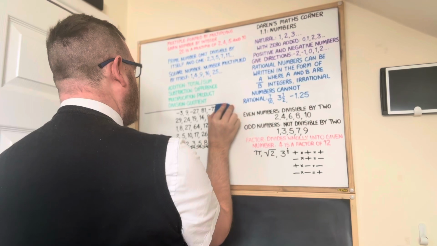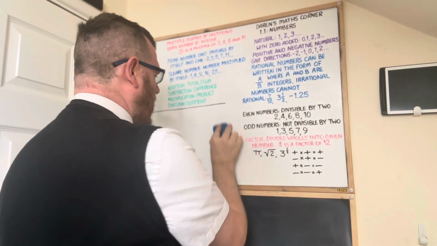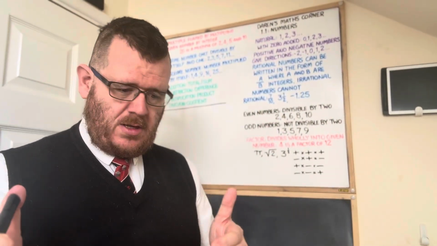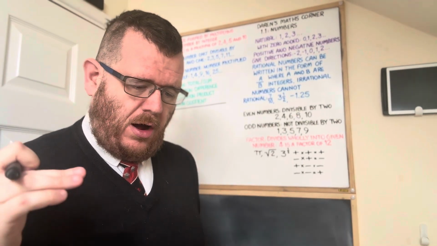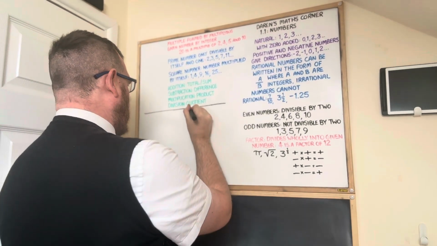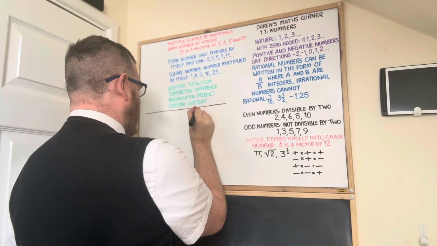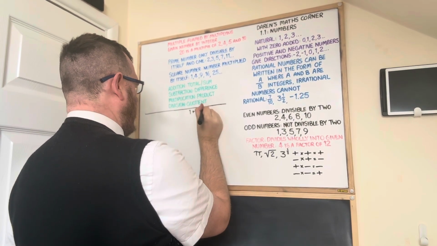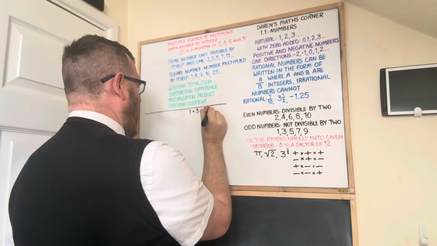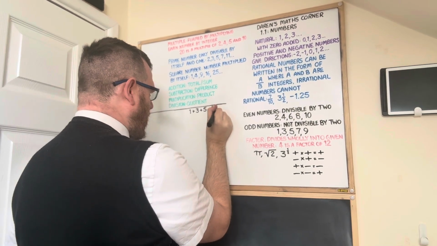Let's move on to the next lot of sums, because this is where things start to get interesting. We are now finding the sum, so adding up, the first four odd numbers. As I've written them down, the first four odd numbers are 1, 3, 5 and 7. And that gives you 16.